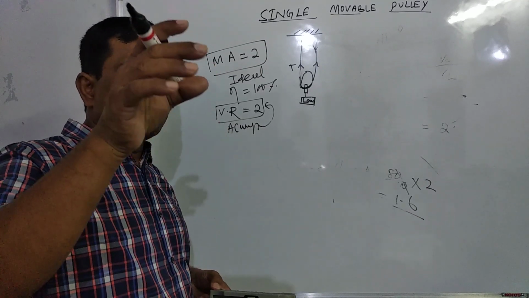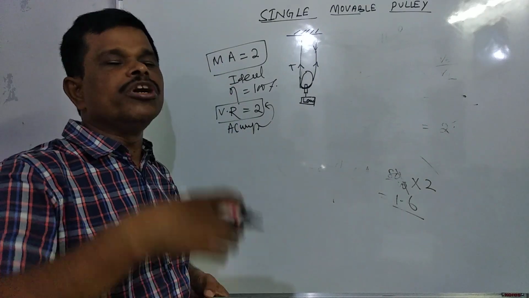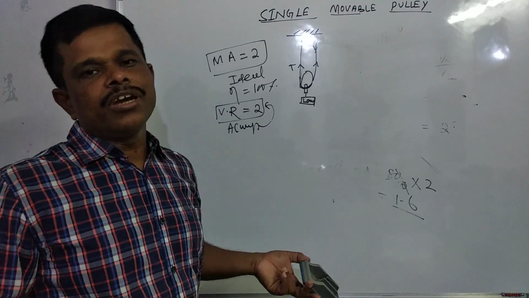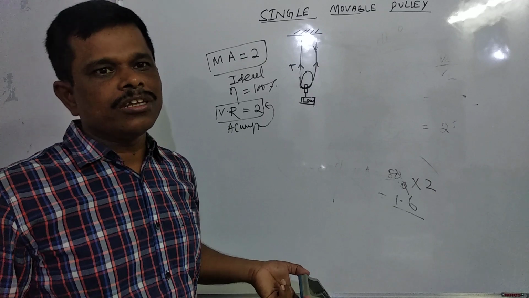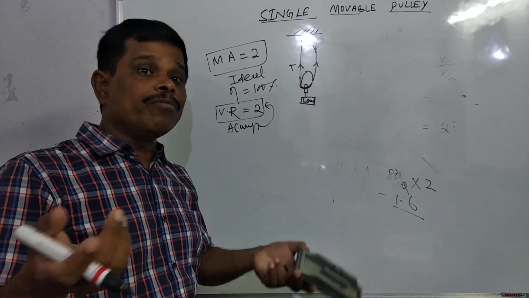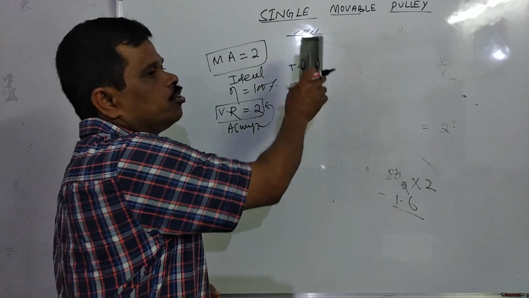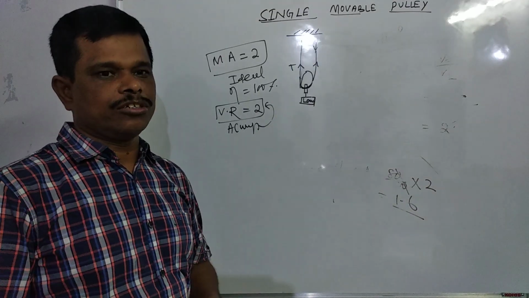Suppose you want to raise a load of 20 Newton or 20 kg force. Then what is the effort required? Only half of that, 10 kg force. So it is a very good machine. But what is the disadvantage here? Here is the only disadvantage: the effort is not applied in a convenient direction.